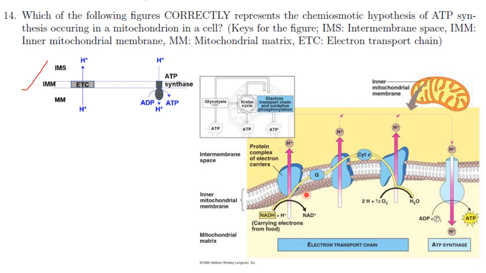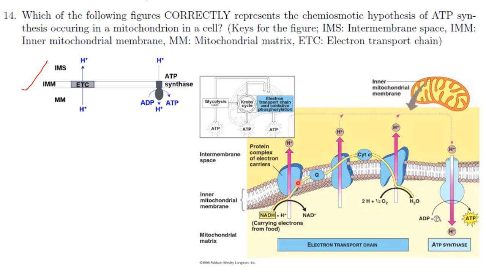So electrons carried by NADH. See here, carrying electrons from food, NADH or FADH2 from glycolysis. Those formed during glycolysis and the Krebs cycle feed the electron carriers. These are the electron carriers in the inner mitochondrial membrane. This is the inner mitochondrial membrane. These are the various electron carriers. These NADH and FADH2 will feed the electrons to various electron carriers of the inner mitochondrial membrane.